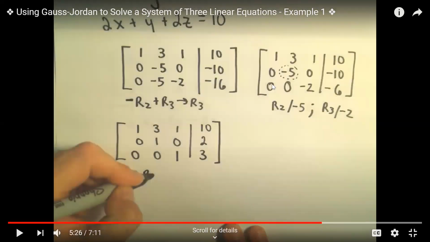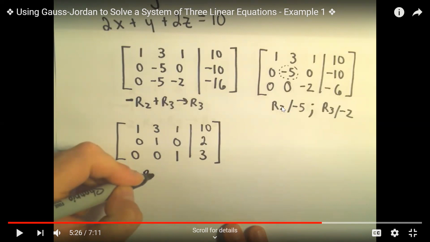And the last one becomes 0, 0, 1, 3. So this actually happened because I did R3 divided by minus two. If I do this whole operation, for the sake of completeness, he should have done R3 divided by minus two and then an arrow towards R3. So it means that you did this operation and now you're replacing R3.